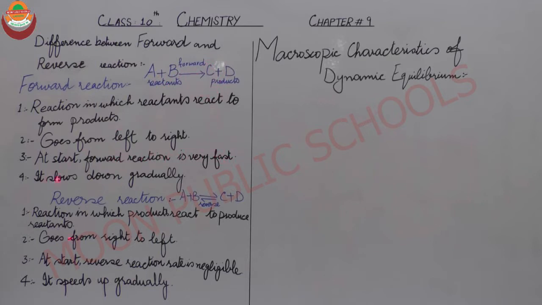And the fourth point, it slows down gradually. Why does the forward reaction rate slow down gradually? Because the concentration of reactants decreases slowly and the concentration of products increases. So that is the fourth point, it slows down gradually. Forward reaction slows down gradually at the time when products start decomposing and start to form reactants. At this stage, the rate of reverse reaction will start.